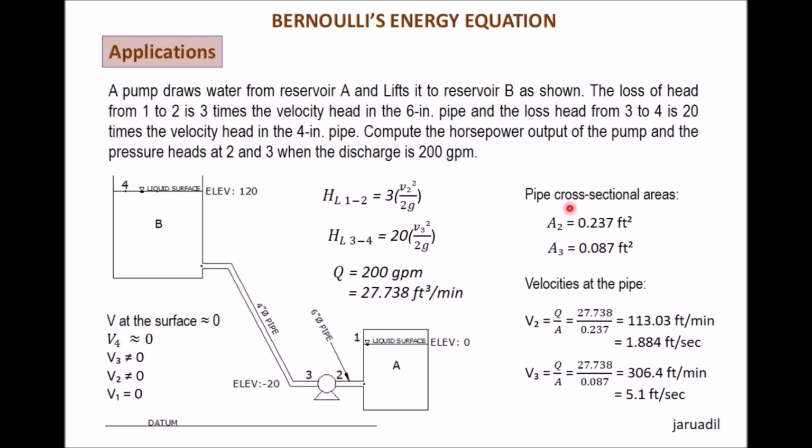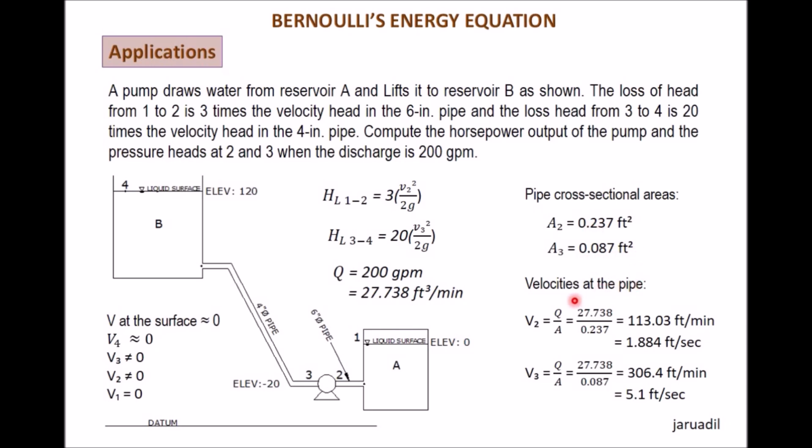Now the pipe cross-sectional areas can be computed using the given diameter of the pipe. So the cross-sectional area at point 2, given the diameter of the pipe equal to 6 inches, you can compute using pi d squared over 4. So that is 0.237 square feet. And the cross-sectional area at 3, given the diameter of the pipe equal to 4 inches, you can compute using pi d squared over 4, that is equal to 0.087 square feet.